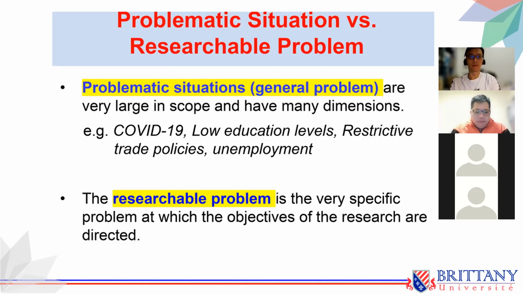Now, that is the problematic situation. And what are the researchable problems? A researchable problem is very specific, where the objectives of the research are very directed, very clear, and within the scope. So general problems, general situations cannot be researched. This is the problematic situation, whereas your researchable problem needs to be very specific to a particular place. Right, I hope this is clear.